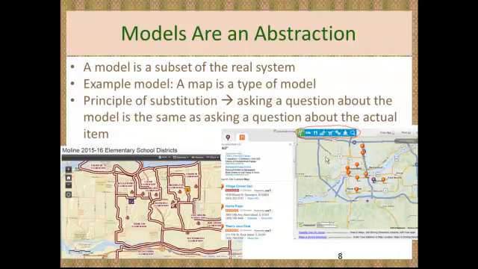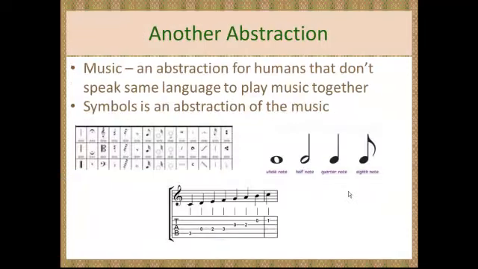Here's another map that shows some restaurants in the Quad Cities, and here's a little legend. You can think of this legend as being a language that is applied to this abstraction. Here's another abstraction, music. If any of you are musicians, you know that there are symbols. These symbols are an abstraction of the music, and when applied, they become the music.